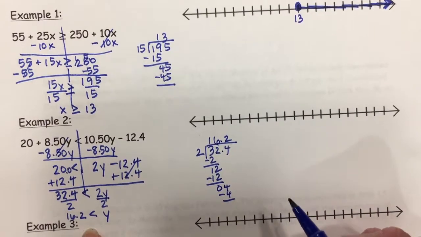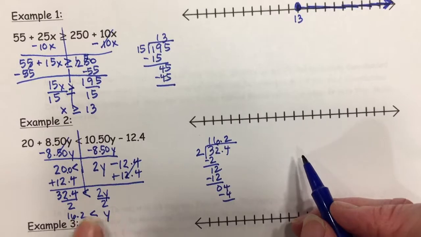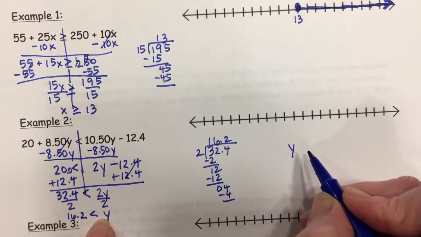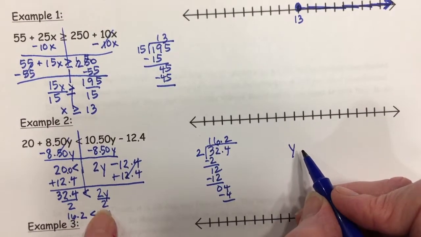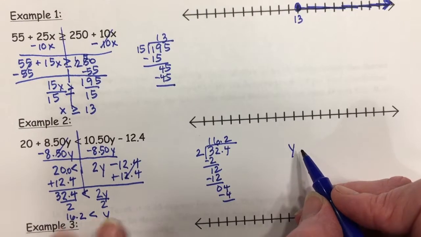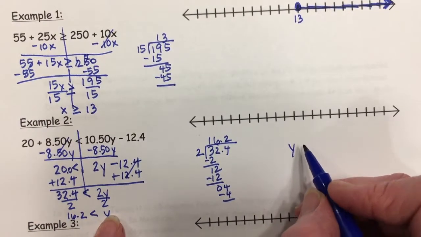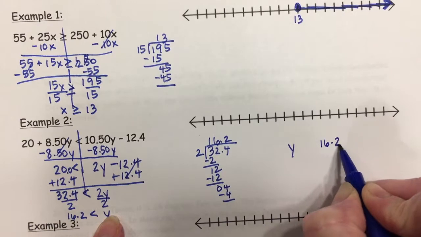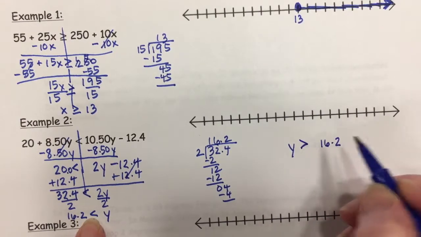All right, which is fine, this is correct, but when I graph it, I want the y to come first. So I'm going to flip the whole thing like a pancake. Okay, not because the 2 was negative, it wasn't. I'm going to switch the whole thing around. So y goes first, 16.2 goes over here, and this switches to greater than.